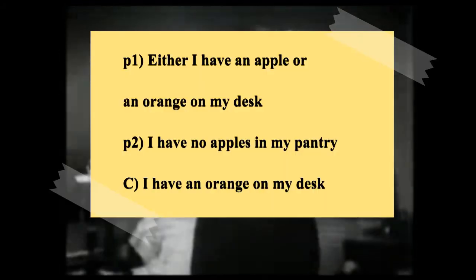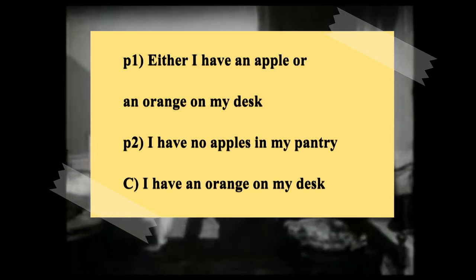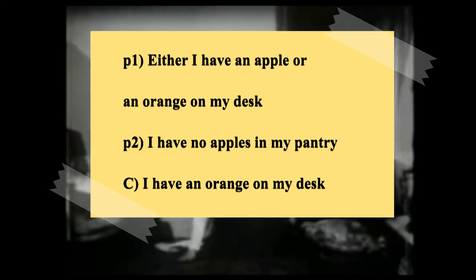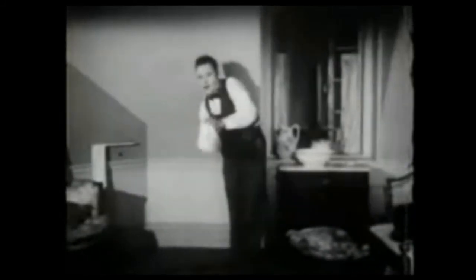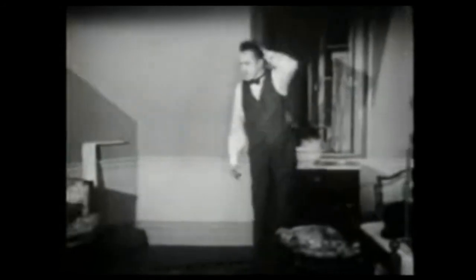For example, either I have an apple on my desk or I have an orange on my desk. I have no apples in my pantry, therefore I have an orange on my desk. Here, the conclusion doesn't follow from the premises. One can accept both premises but still reject the conclusion. One can't do that with a valid argument.